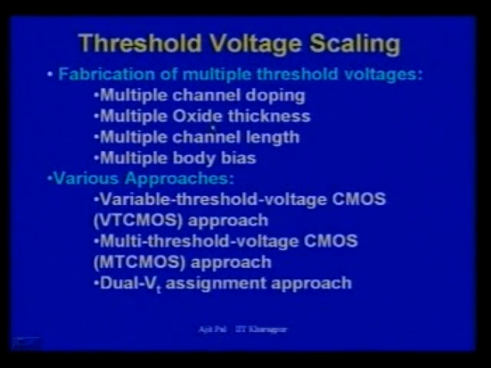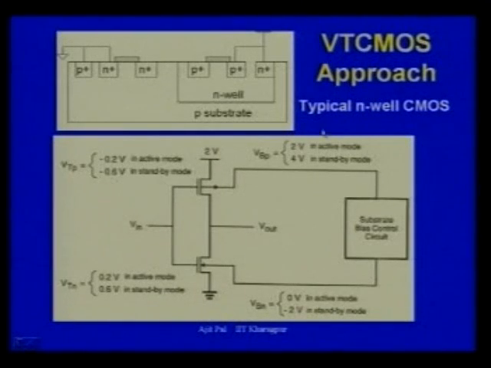And various approaches have been developed for threshold voltage scaling, by which you can reduce the leakage power, and there are different ways of controlling the threshold voltage. You can use multiple channel doping, multiple oxide thickness, multiple channel length, multiple body bias. These are the approaches by which you can realize different threshold voltages in a single circuit, and there are various approaches which make use of these techniques, some of which I shall show you. This is a technique called variable threshold CMOS, known as VT CMOS.